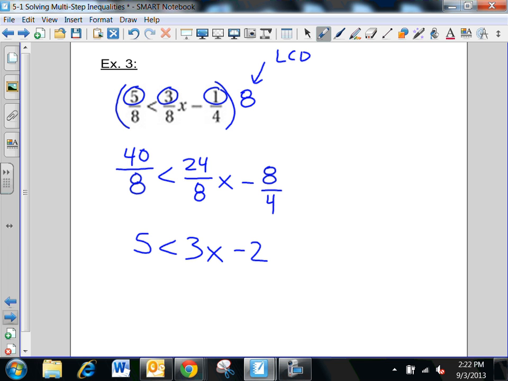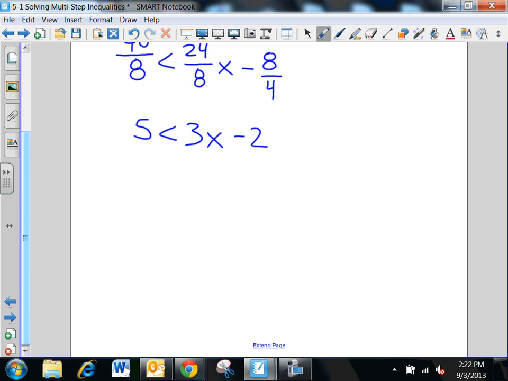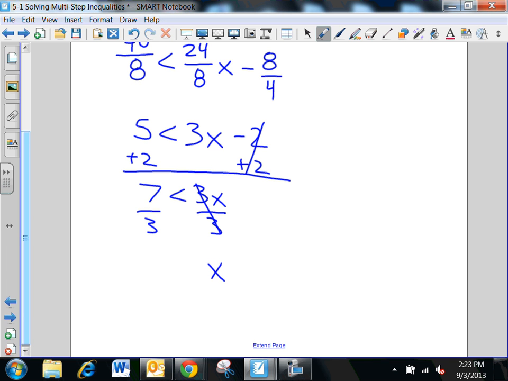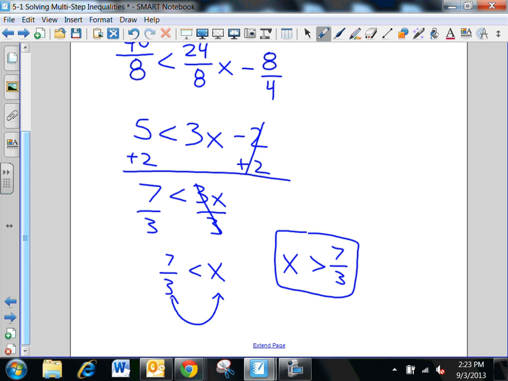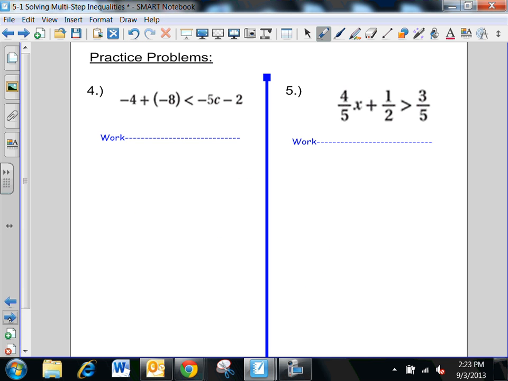And then I'm going to go ahead and solve the problem. Here I'm going to add 2 to both sides. I get 7 is less than 3x. Then I'm going to divide by 3, and I get 7/3 is less than x. But I want to switch that around and make x be on the left. When I switch the numbers on both sides, I also need to switch the sign in the middle.